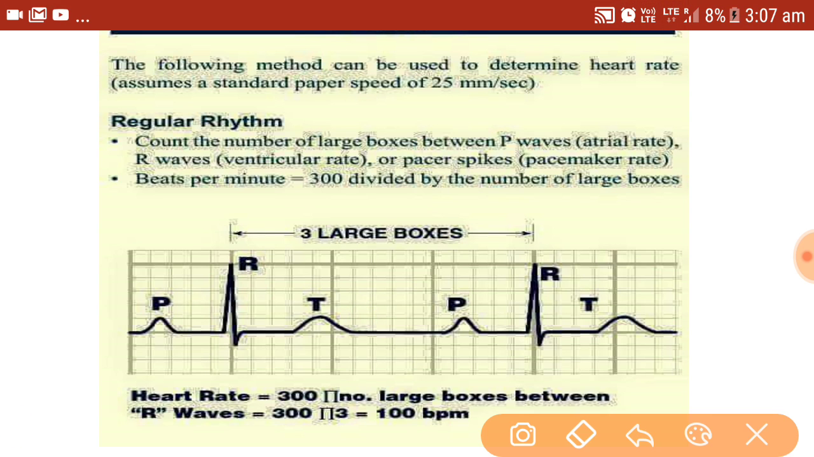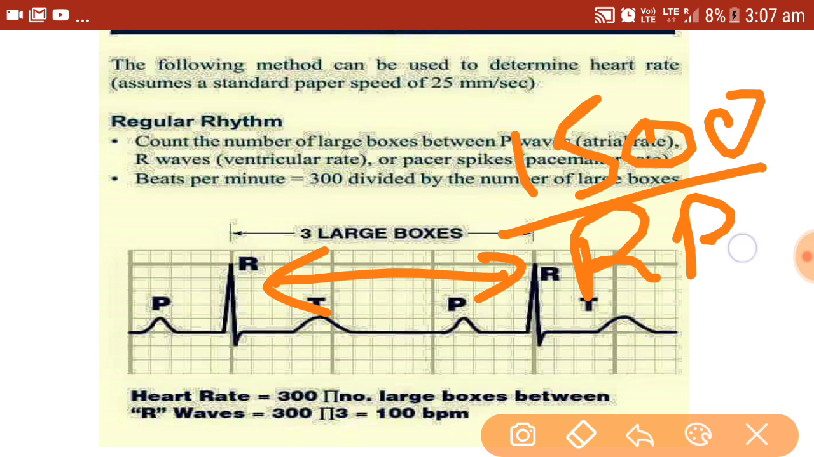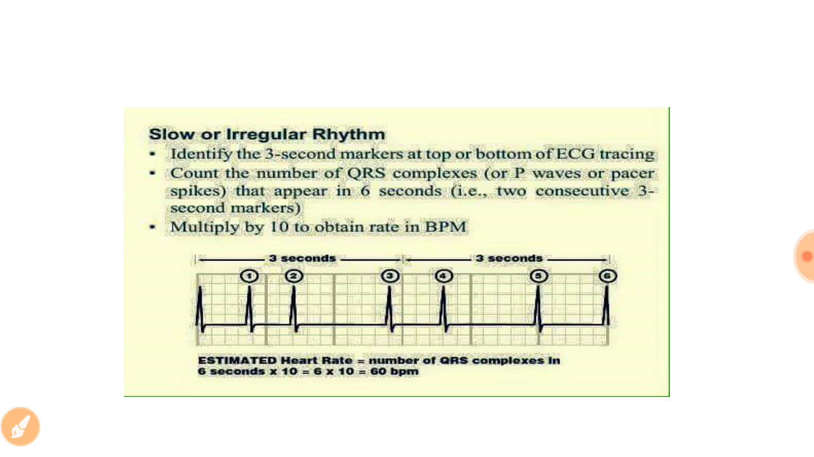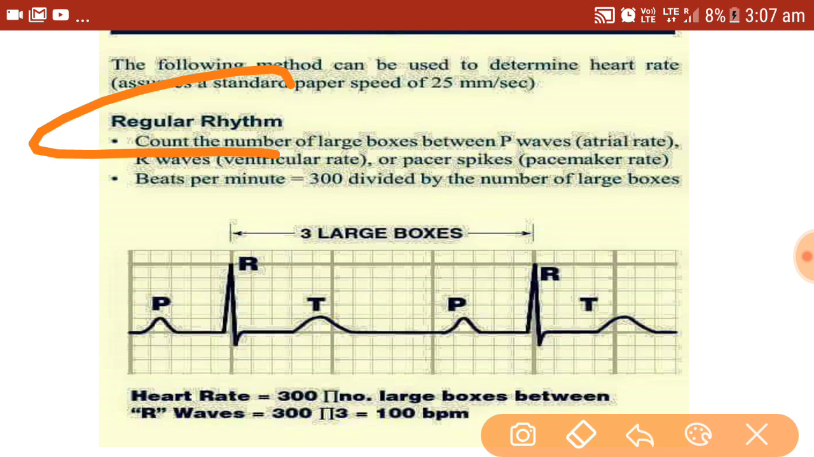So the simple way to calculate heart rate, you all know: between RR, you count the large squares and divide 1500 by that number, and this will get you the answer. In this case it is 1500 divided by 3 large boxes, which comes to 100 beats per minute. Now what if the rhythm is irregular? This was when the rhythm was regular.